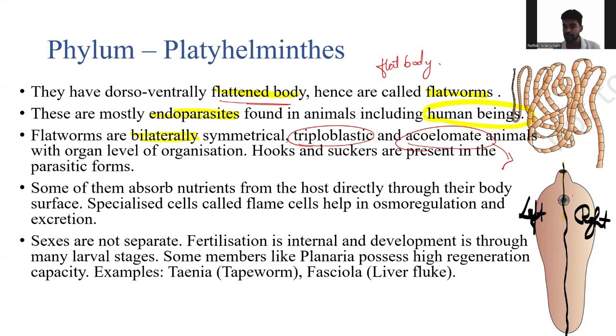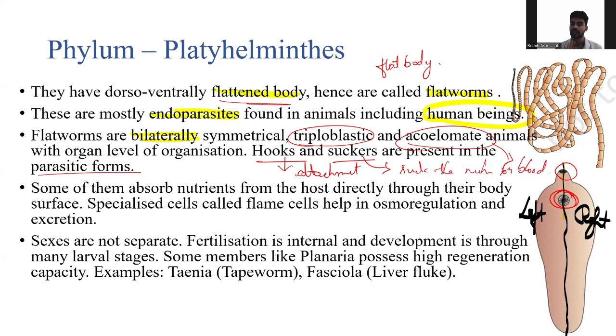Then there is a special structure called hooks as well as suckers. Why hooks and suckers? They are present where you will see them in a parasitic mode. Hooks normally help in attachment. Suckers help to suck the nutrients or blood from the host. Since they are inside the animal, they absorb the nutrients from the host directly through their body surface.